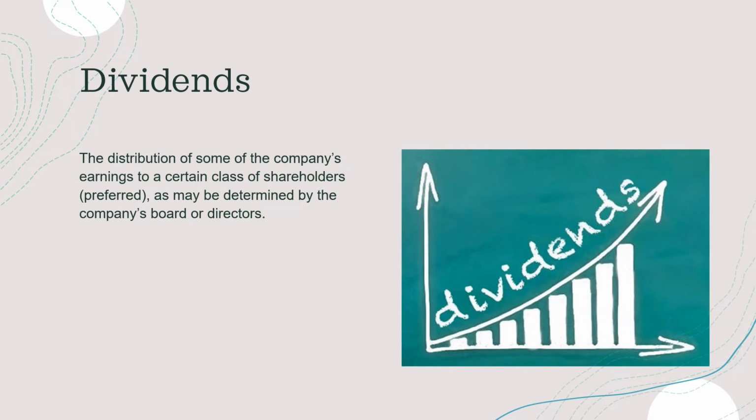Dividends are a standard talking point when negotiating preferred stock term sheets. Your company's board of directors determine if and when dividends are paid to stockholders.